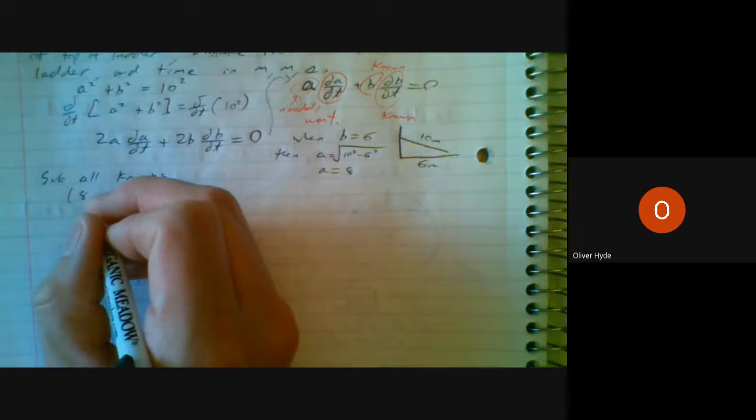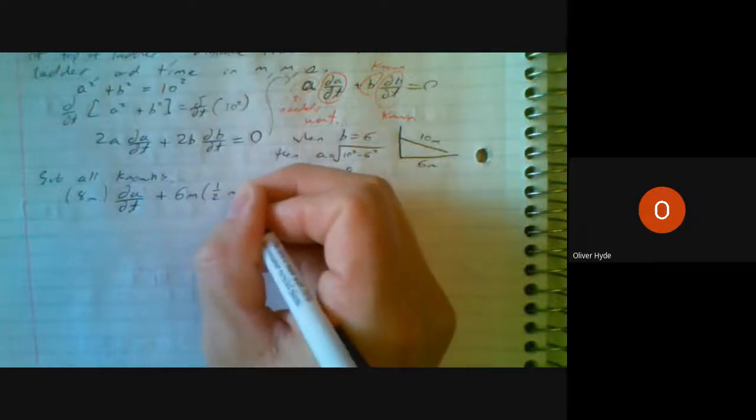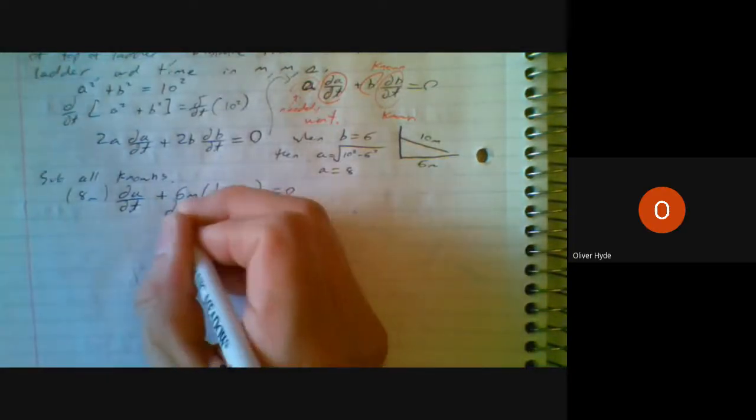Did we look at units? Let's look at units in the example here. dA by dt is what I want to find. That's unknown. B is known to be 6. And dB by dt is, let's just go to a fraction here, 1/2 of a meter per second. Equals 0. Same argument about the units here as before. You don't need to substitute them in, but it's kind of nice to see how they work out.